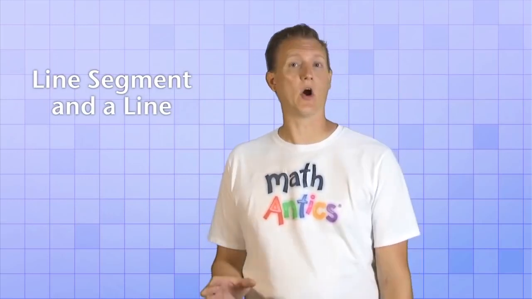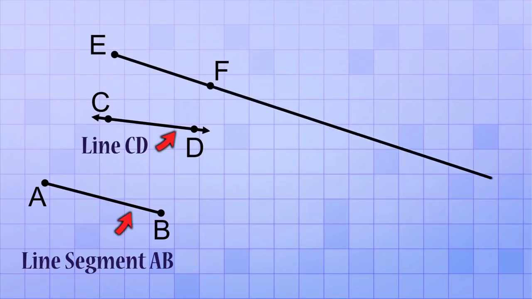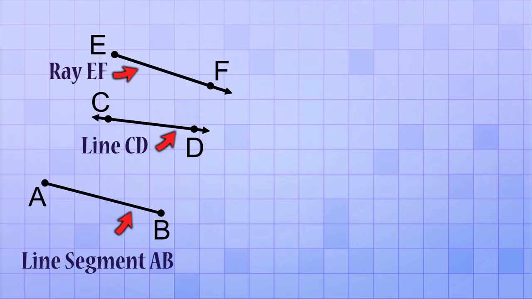Now there's one more special type of line that we need to talk about, and it's basically a combination of a line segment and a line. We call it a ray. Rays have beginning points, but no ending points. They just keep on going forever, but only in one direction. So we only put an arrow on the end that keeps going. There. We call this one ray EF.